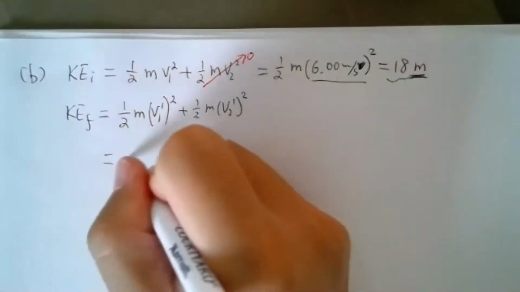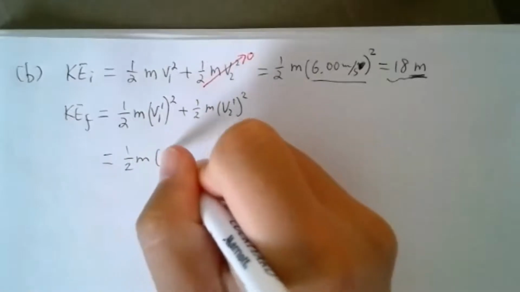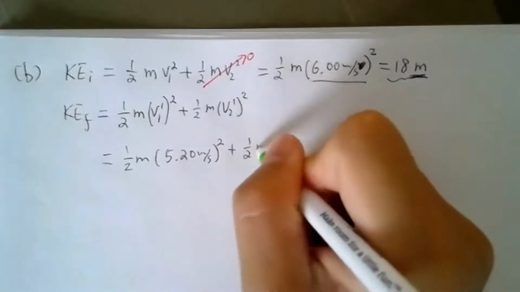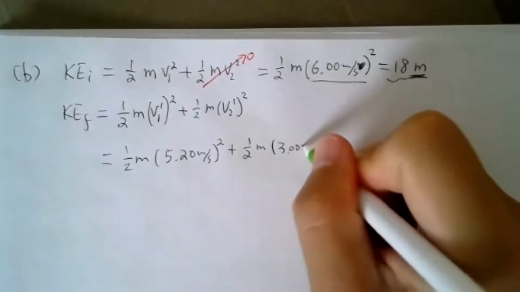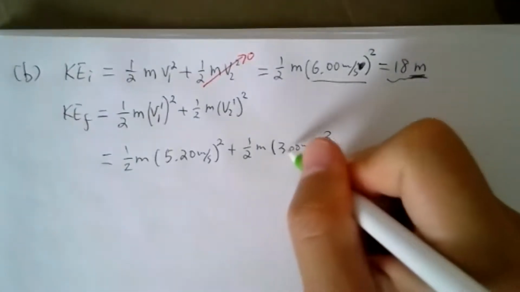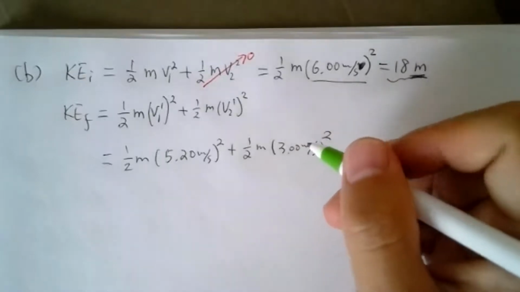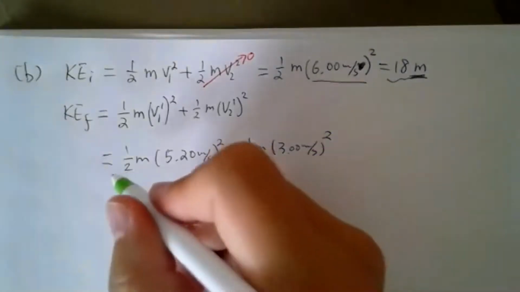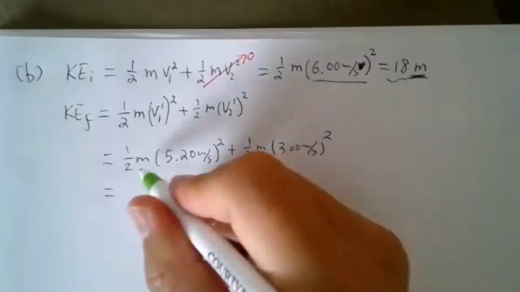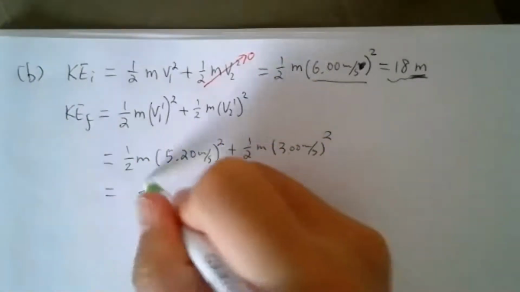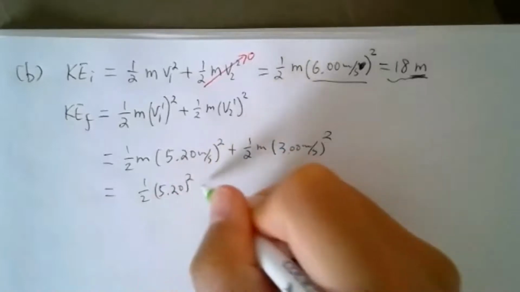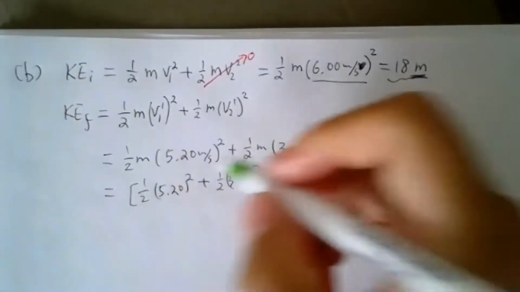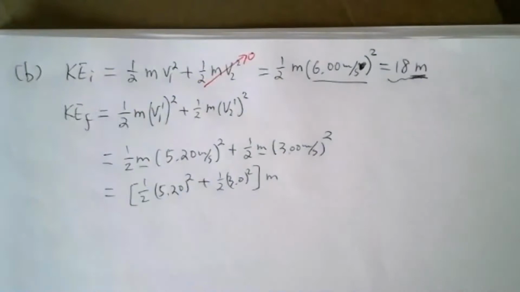So this would be then 1/2 the mass, v1 prime is 5.2 meters per second, square, and then plus 1/2 mass of 3.00. This is from part A. We solve for the magnitude of the velocity. Again, you'll just express this in terms of mass, so numbers times mass. So this guy, 1/2 5.20 square, plus 1/2 3.0 square, and then multiply by mass. You can single out mass because mass is on both terms.